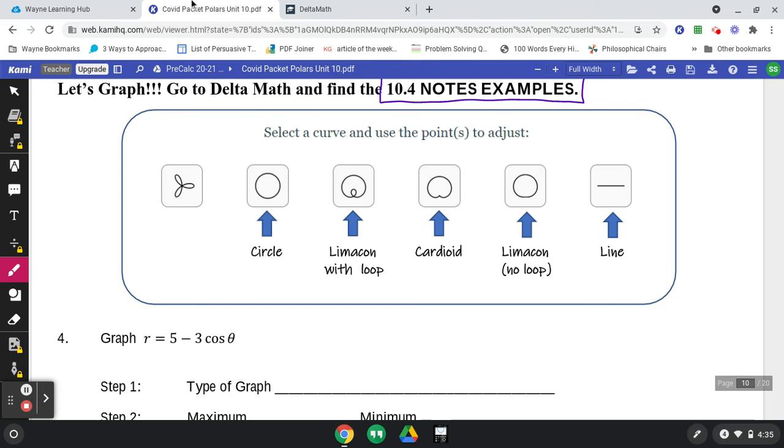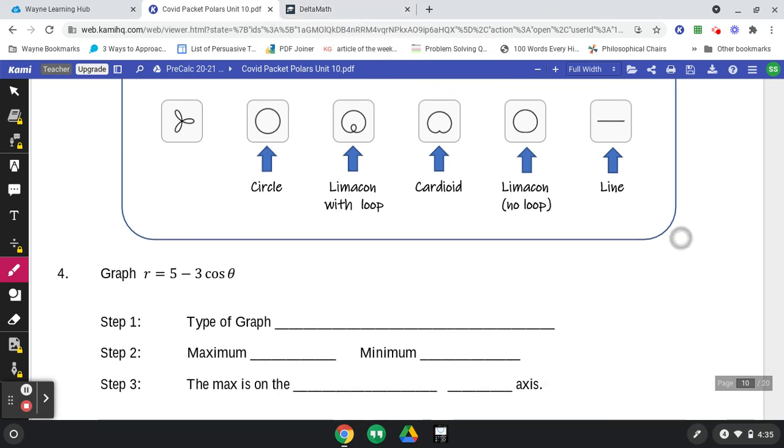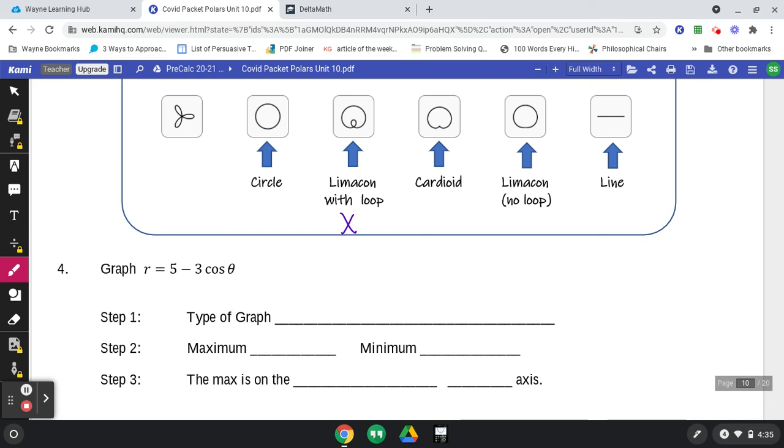So in Delta Math, you have 6 options as to what shape you're working with. We now know how to graph all of them except that very first one, which we'll learn later. So the second one you have is a circle, then the limacon with a loop, the cardioid, the limacon with no loop, which looks very much like a circle, so be careful there, and then of course the line at the end. For today, we're just going to be focused on your limacon with a loop, your cardioid, and your limacon no loop.